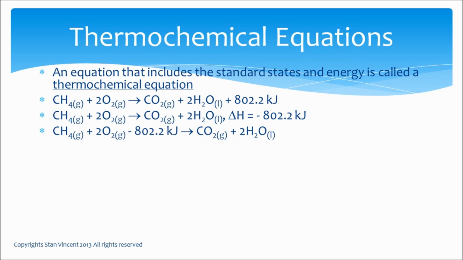In the third equation, we will see that the heat energy is part of the reactants. So if it is an exothermic reaction, heat is being taken away from the reactants. Therefore, CH4 plus 2O2 minus 802.2 kilojoules, giving you carbon dioxide and water.